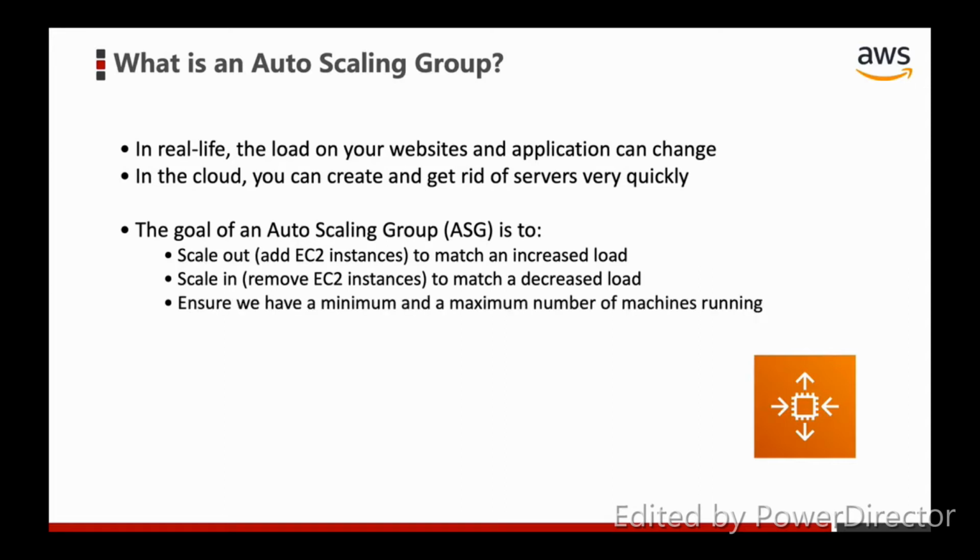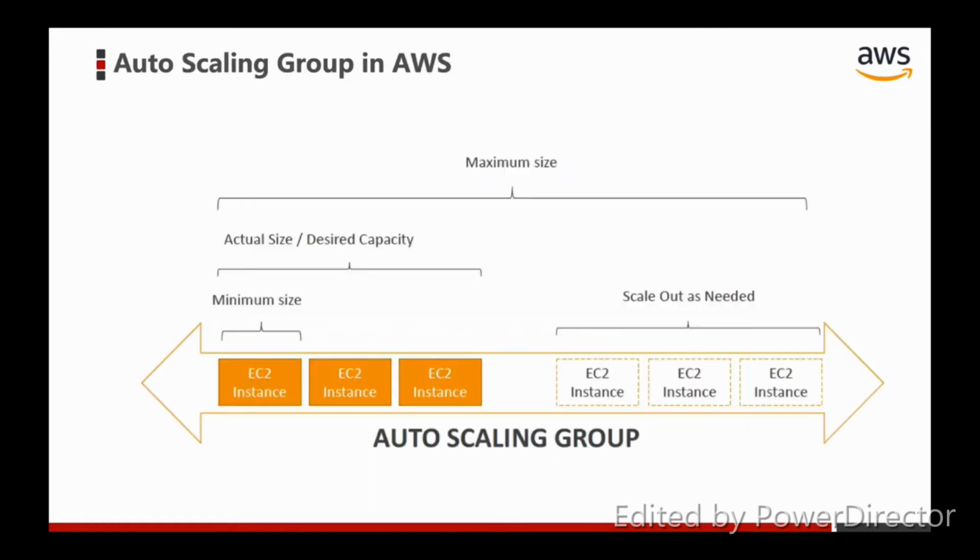Ensure we have minimum and maximum number of machines running. Automatically register new instances to a load balancer. So let's look at this picture. This picture demonstrates how autoscaling group works. It has several parameters. Let's look at minimum size first.